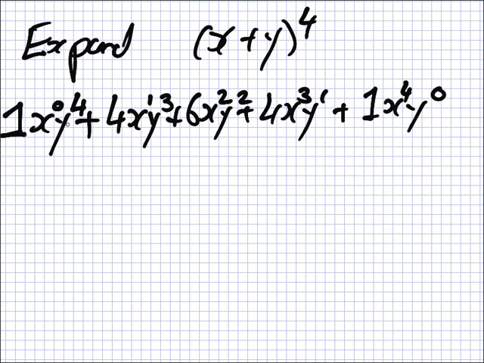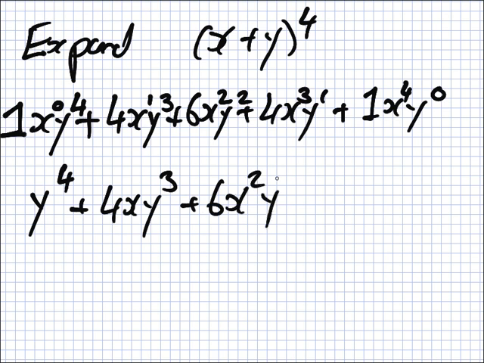Let's clean up the answer. What's x power 0? 1. Times 1? So this is just y power 4. And x power 1 is x. So 4x y cubed, 6x squared y squared plus 4x cubed y plus x power 4. See, it's nice, the triangle. It lets you expand quickly. Amazing, huh? Right, we'll do more examples if you can write that down.